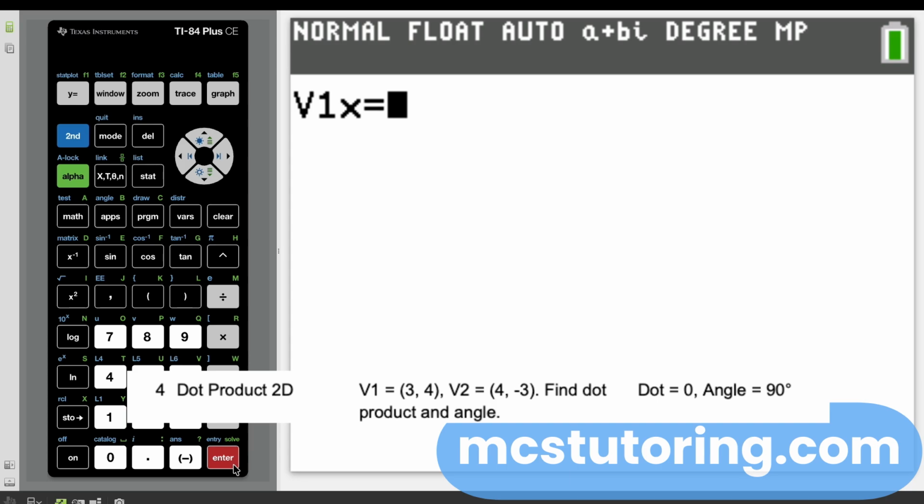And then it asks to enter everything. And so we're going to find the dot product of v1 equals 3, 4, and v2 equals 4, negative 3. And we're going to find the angle between them.